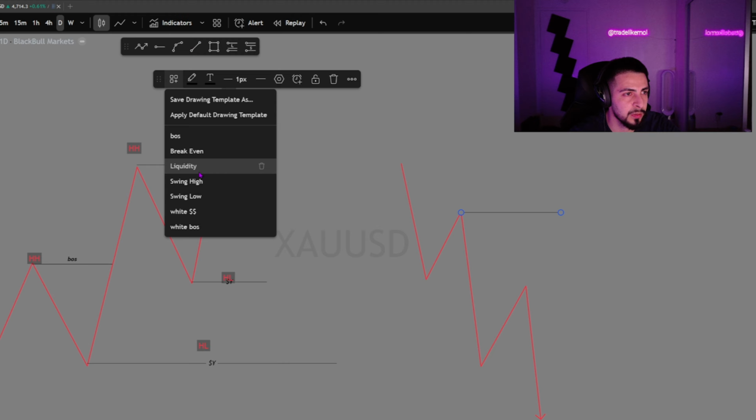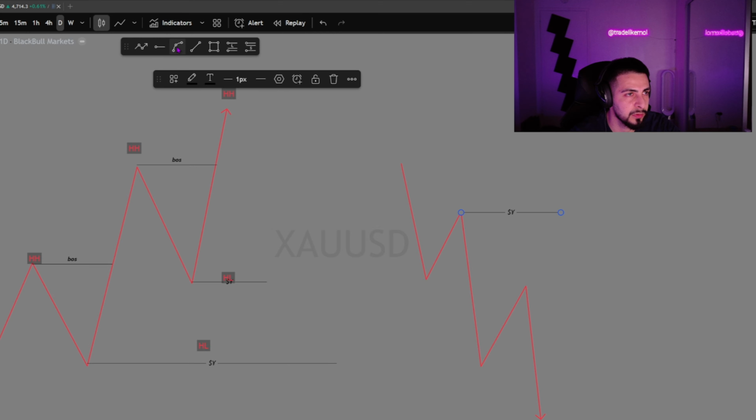It's also going to be vice versa for when the market is bearish. It's going to be at the lower highs. Very simple.